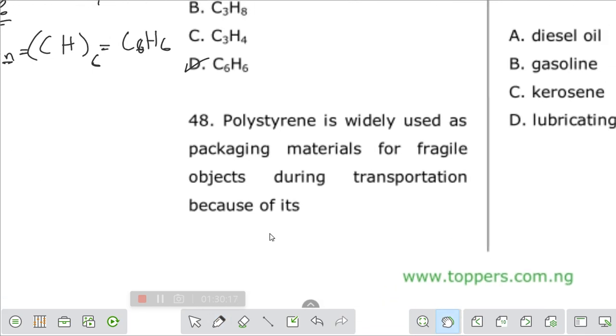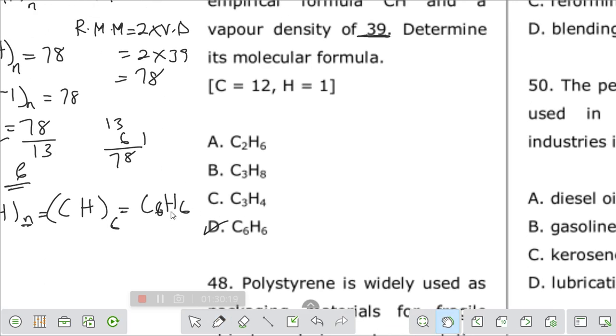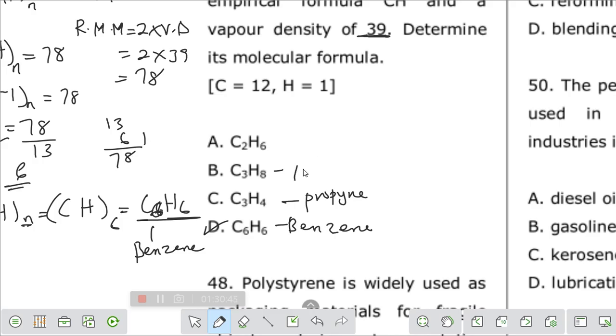Now polystyrene is widely used. In some questions they will not even tell you it is C6H6. They will just say benzene. This is propane. This is ethane. They will just say it like that. So if you don't know that C6H6 represents benzene, then you're on your own. So this is benzene. This is propane. This is ethane, where I taught you in that introduction to organic chemistry how to do it.